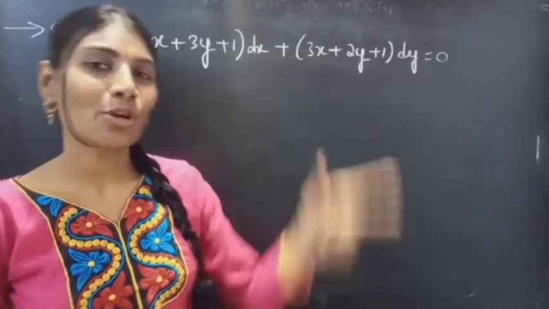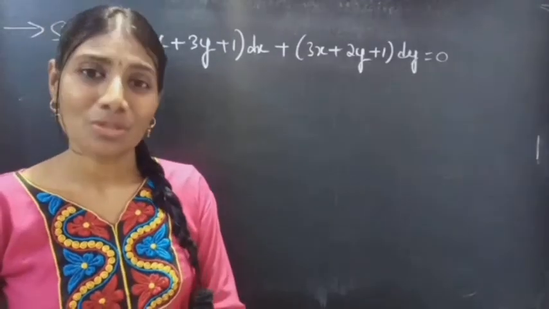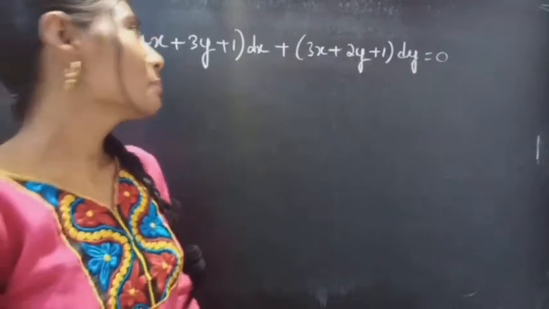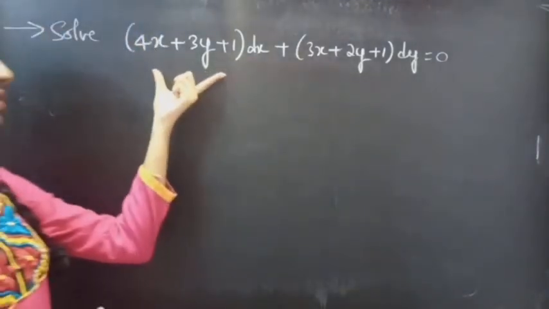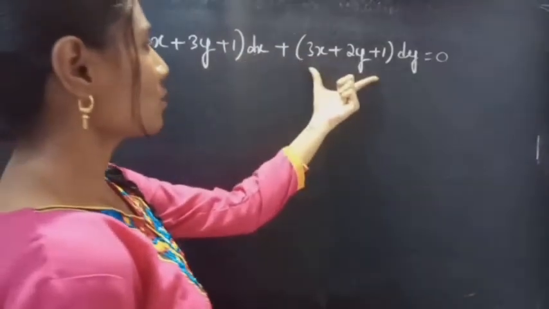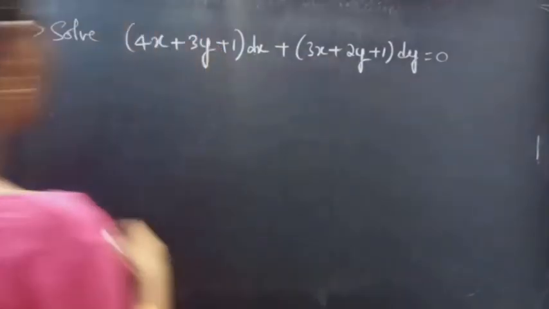In this video, we're going to solve the given differential equation. So, let's get going. Problem: Solve (4x + 3y + 1) dx + (3x + 2y + 1) dy = 0. Solution.